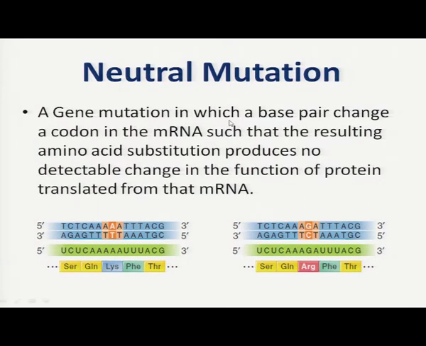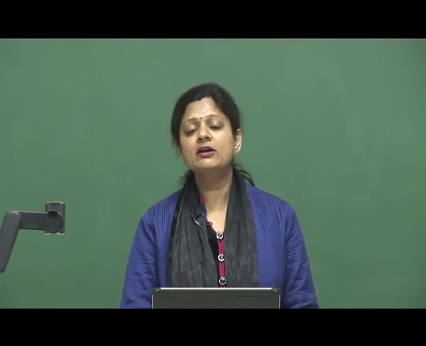The next example of point mutation is neutral mutation. It is a gene mutation in which a base pair change alters a codon in the messenger RNA such that the resulting amino acid substitution produces no detectable change in the function of the protein translated from that messenger RNA. That means a change in DNA will change the messenger RNA, and the messenger RNA will code for another amino acid, but the amino acid will be chemically equivalent to the original amino acid coded by the original messenger RNA.